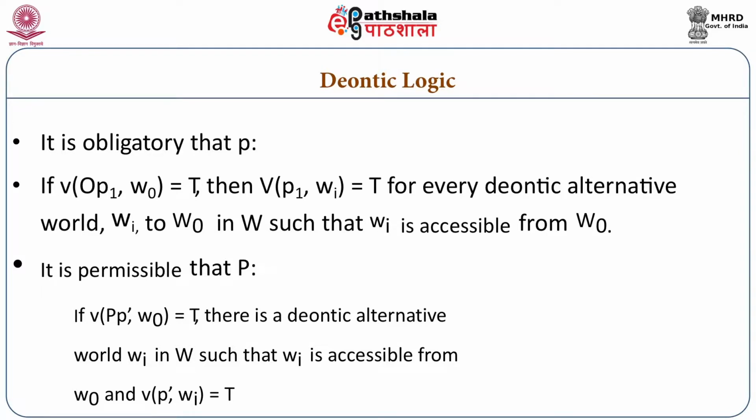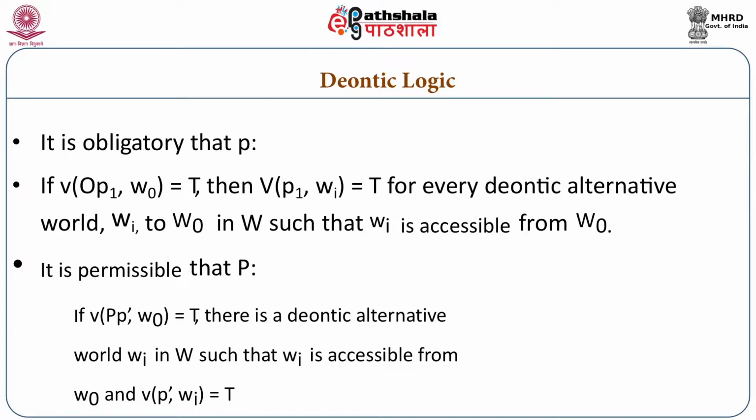It is permissible that P when there is at least one alternative deontic world, a subset of all possible worlds, that is accessible from our world. That means if there is one deontic alternative world where the sentence education is free is actual, then we say it is permissible that P, that means it is possible that education is free. So that is how we understand a permissible sentence.